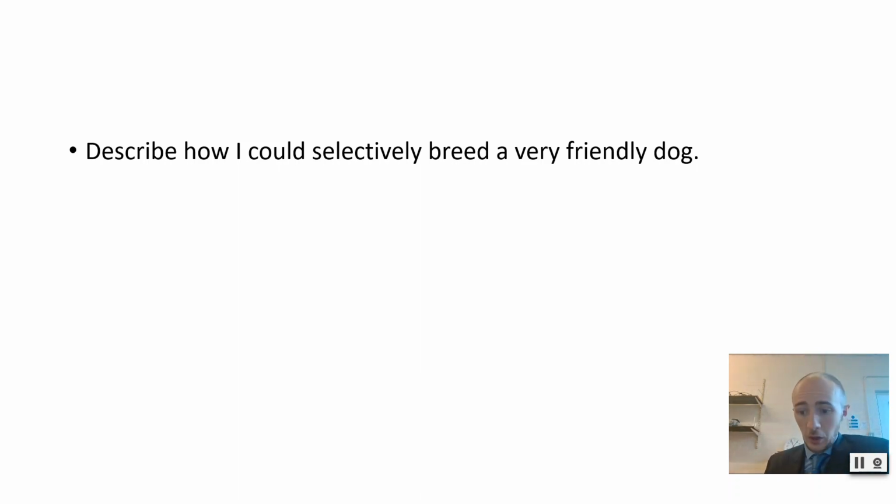dog. So, stages. 1. Pick friendly dogs. 2. Breed them. 3. Pick the friendliest puppies of those friendly dogs and breed them with other dogs that are friendly. And 4. Repeat for many generations, lots and lots and lots of generations. You do it for 2, it won't stick. You do it for lots and lots and lots, it will stick, and you will end up with very friendly dogs.